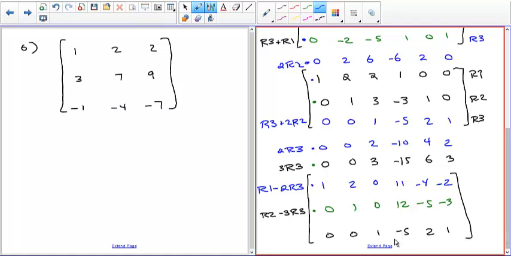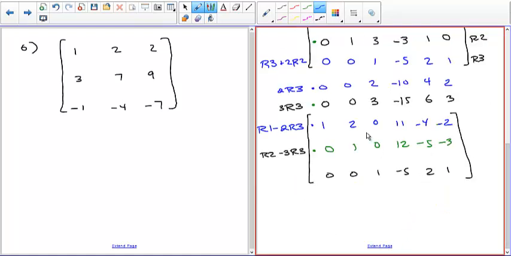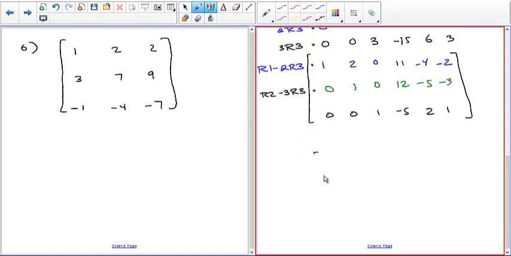Okay. Now I think we're okay. Now the final thing I need to do is to make this go to 0. So we're only going to have to do one operation. Rows 2 and 3 are finished. 0, 1, 0, 12, negative 5, negative 3, 0, 0, 1, negative 5, 2, 1. So what we're going to do is replace row 1 and we're going to subtract a multiple of row 2. So we're going to subtract 2 times row 2.